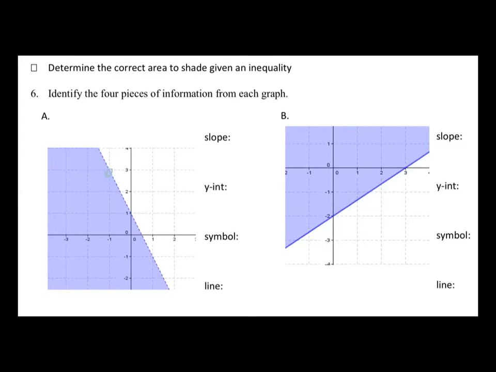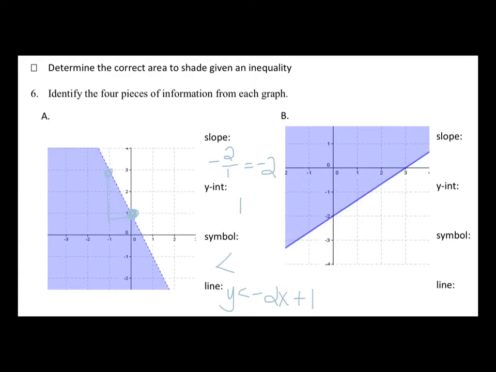To do that, you need to identify 2 points on the line. So for instance, on A, these would be 2 good points to use. We can see that this is going down 2 over 1. So our slope is negative 2 over 1 or negative 2. The y-intercept right here is crossing at positive 1, shaded below the line with a dashed line, so the symbol would be less than, and we put that all together and our line would look like this.